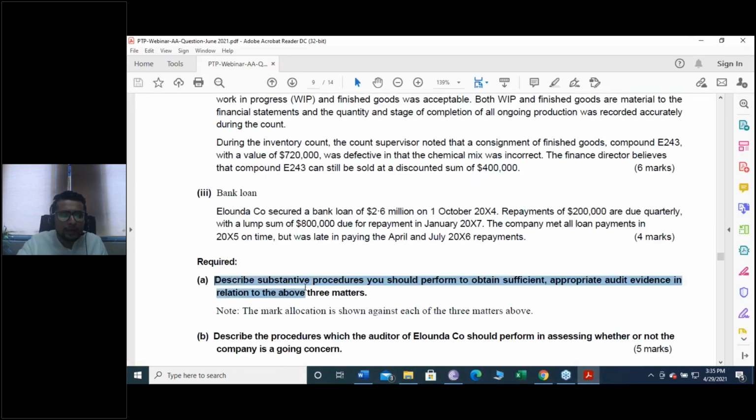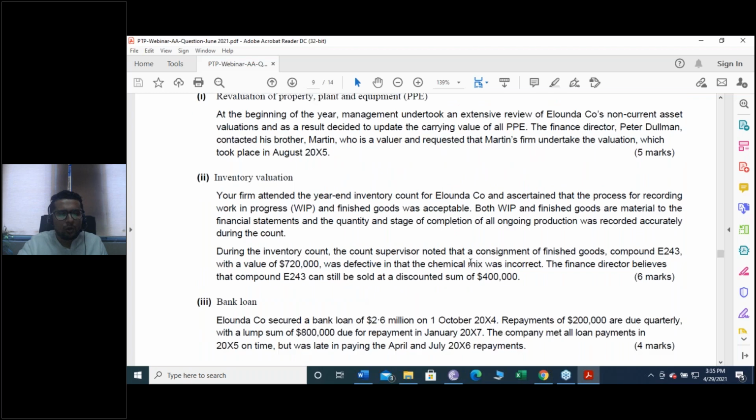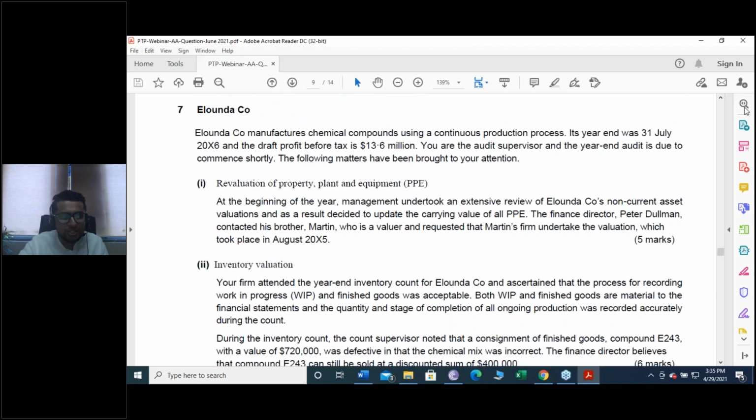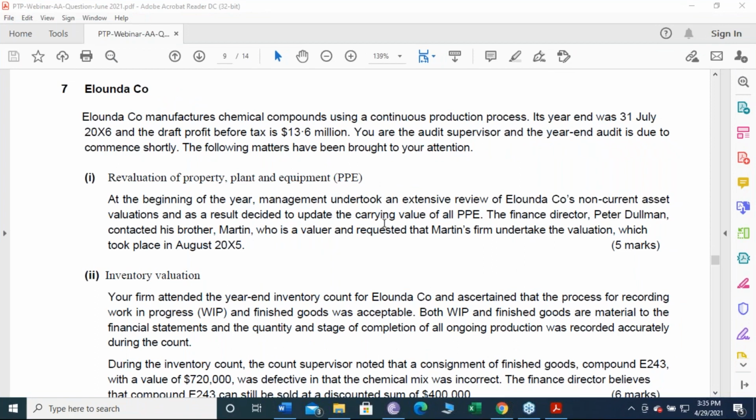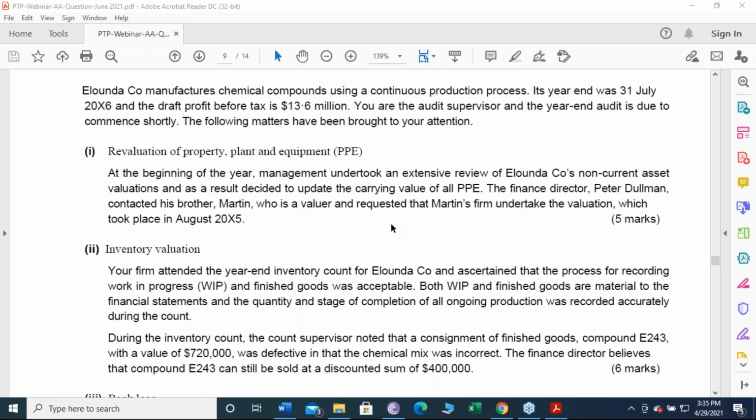Okay, part A again. Describe the substantive procedures you should perform to obtain sufficient appropriate audit evidence in relation to the above 3 matters. Okay, let's start reading the question. Elunda company manufactures chemical compounds using a continuous production process. Its year end was 31st July 2016, and the draft profit before tax is 13.6 million. You are the audit supervisor and the year-end audit is due to commence shortly. The following matters have been brought to your attention.